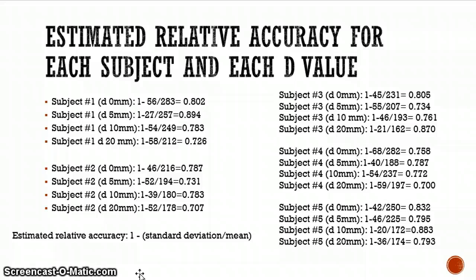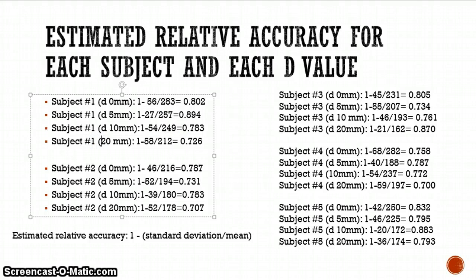I calculated my estimated relative accuracy for each subject and D value by using the following equation: 1 minus the standard deviation divided by the mean. So for subject number 1, D at 0 millimeters is 0.802, D at 5 millimeters is 0.894, D at 10 millimeters is 0.783, and D at 20 millimeters is 0.726. This is my estimated relative accuracy.